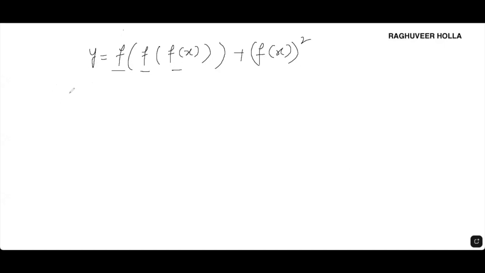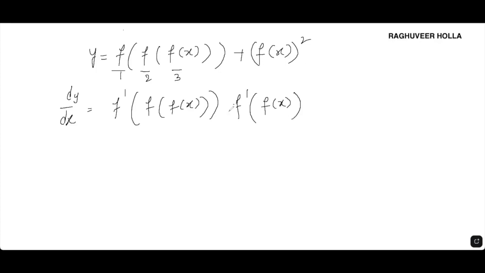So dy by dx is equal to f dash of f of f of x. Close the brackets, and now let us differentiate this. So this is 1, 2, and 3. Let us differentiate this. So that will be f dash of f of x, right? Again, this function, which is f dash of x, right?